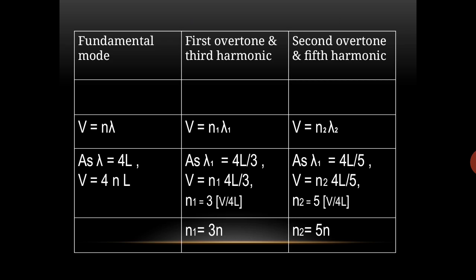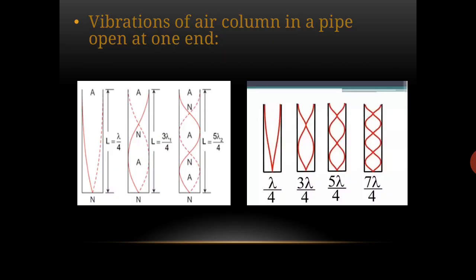Now let's see diagram number 2. Here, the same air column can also be made to vibrate so that there is a node at the closed end and an antinode at the open end, with one more node and antinode in between. Now consider N1 is the frequency and lambda 1 is the wavelength for the first overtone. As you can see in this diagram, capital L is equal to 3 lambda 1 by 4.